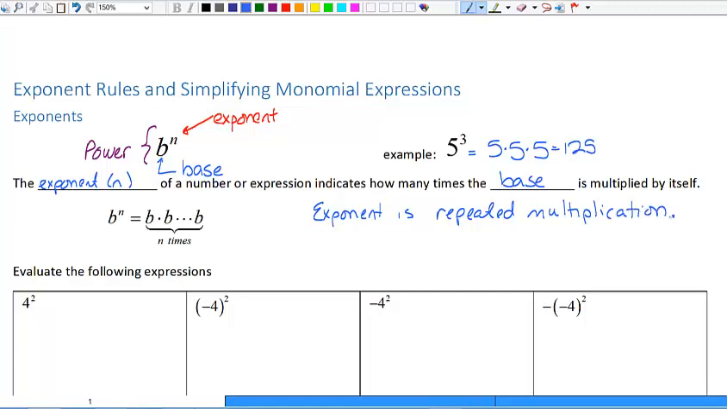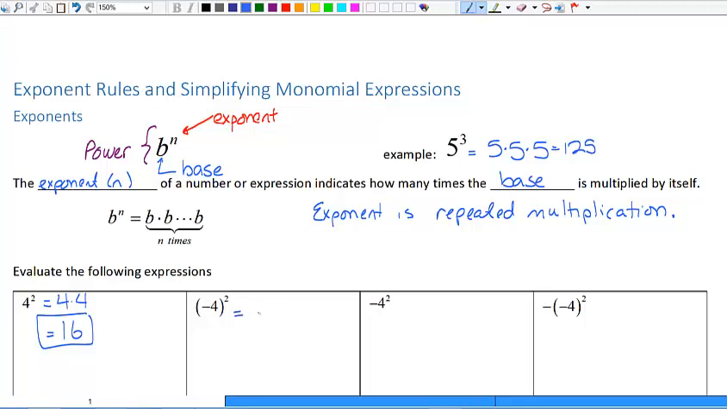So next I want you to evaluate the following expressions. When I have 4 squared, that means 4 times itself, 4 times 4, or 16. Now notice on the next 3 we have other sets of 4 squared, but we have negatives in different places. We need to discuss what happens when the negative is on the inside of the parentheses and when it's on the outside, and what that means.